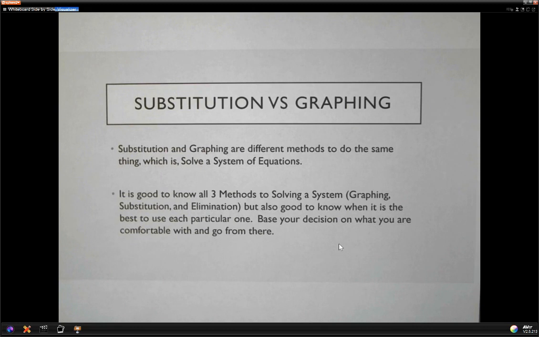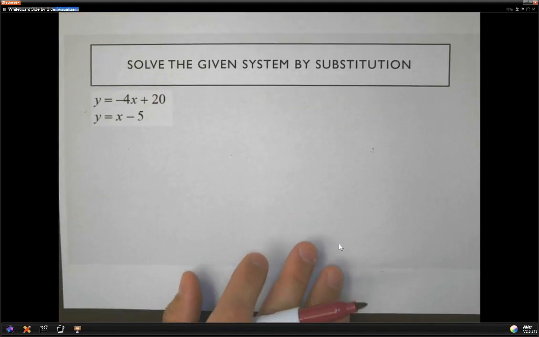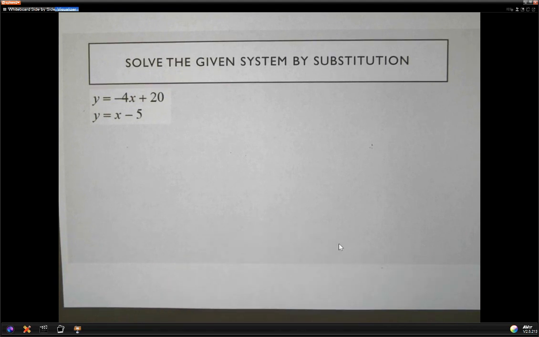So let's work on solving some systems by substitution. Do keep in mind, when we solve a system by substitution, we're going to have similar solutions: for example, one solution, no solution, or infinitely many solutions. We'll talk about each as we come across them in the lesson today. So here we have a system of equations and they want us to solve by substitution.